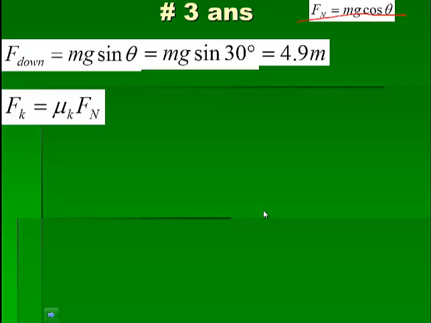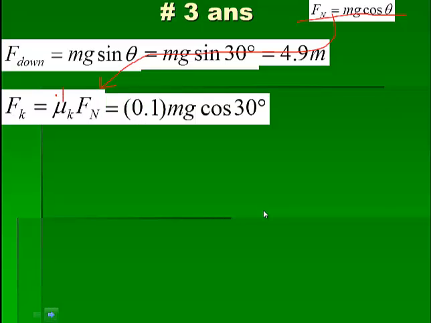Then we have to find the force of friction. The force of friction, again, is the coefficient of kinetic friction times the normal force, and this is the normal force here. So we plug that into here, and mu k is 0.1. So we have 0.1 times mg cosine theta. If you take the cosine of 30 degrees, it's around 0.886, and if you multiply that by 9.8, and then multiply that by 0.1, you get that Fk is 0.8487 m, and again the m stands for mass.